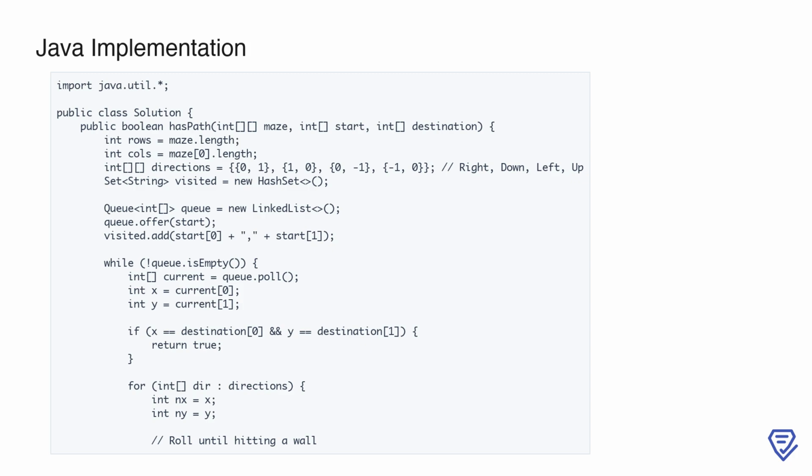The core of the algorithm involves processing positions from the queue. For each position, we check if it matches the destination. If it does, we return true and stop further exploration. Otherwise, we iterate through each possible direction to explore the maze further. Before moving, we prepare to roll in a direction until we hit a wall or boundary.